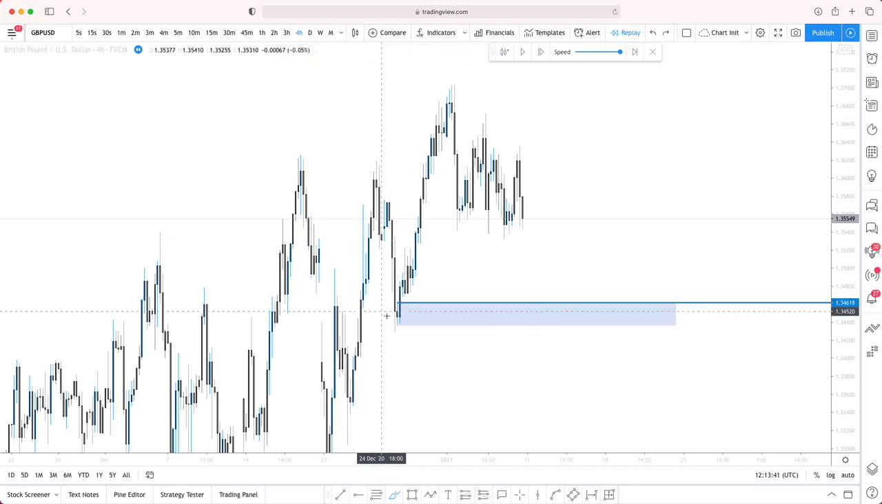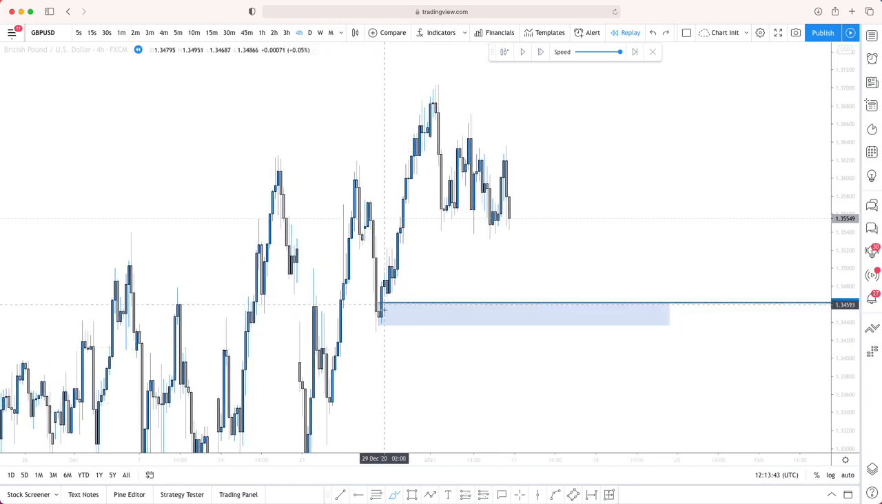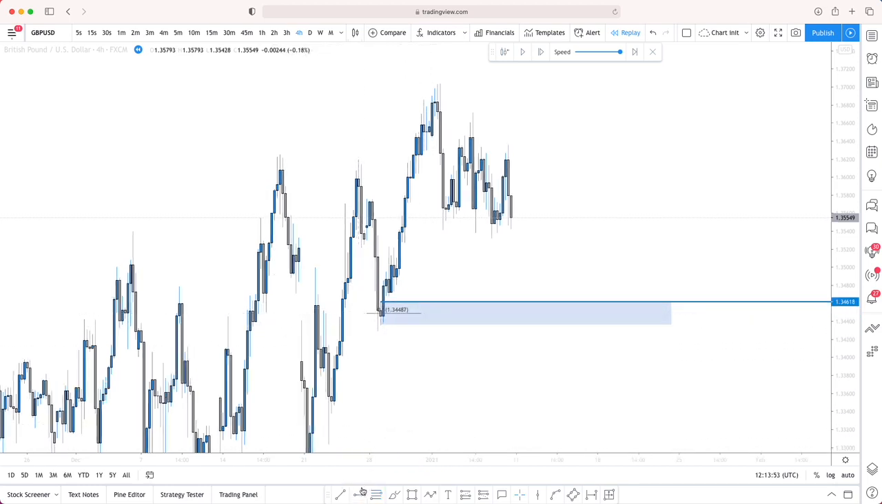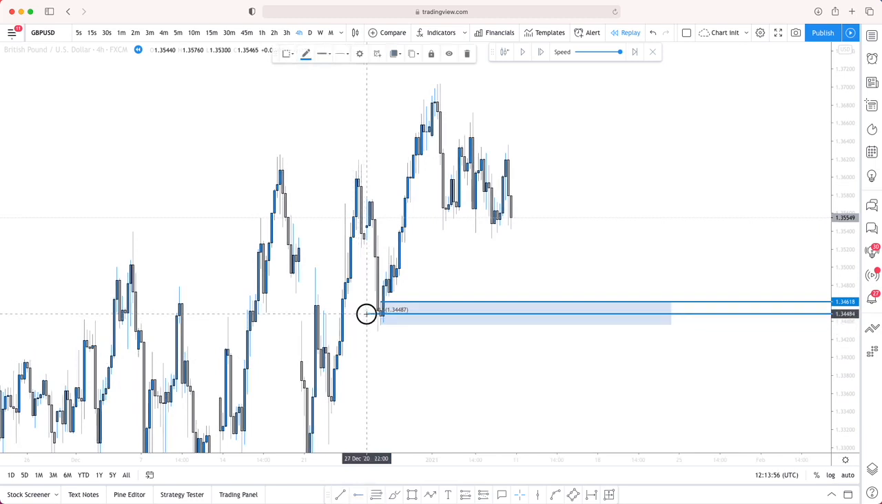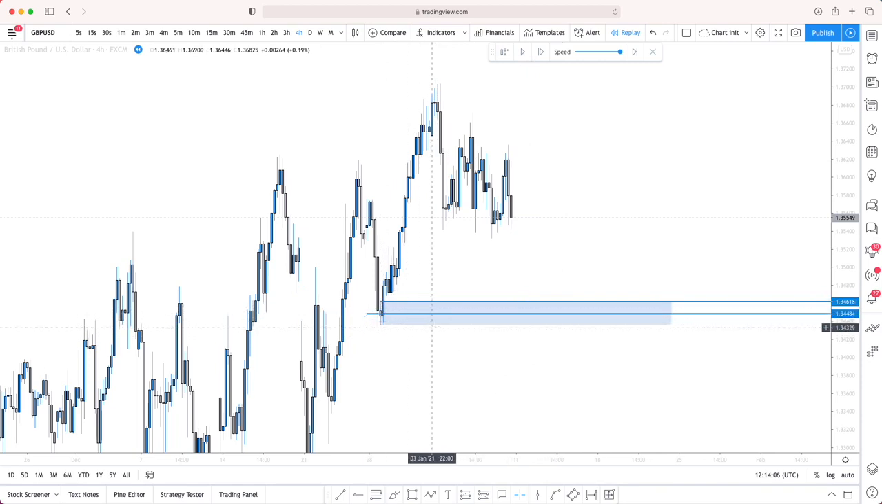Now, when you get a 4-hour OB like this, you can refine it as much as you like. Alternatively, you can just use a fib and mark the 50% of this, and then set your alert at 50%. If you do that, it does streamline the process, because if it reaches 50% and starts reacting here, it's most likely mitigated whatever's in the OB, to be honest. So it's easier doing that than actually refining it.